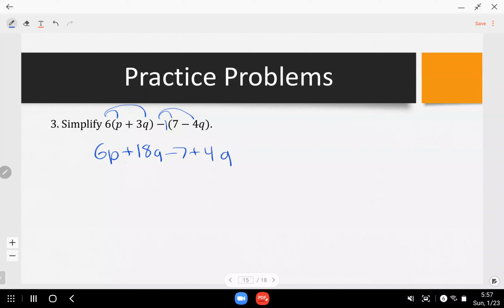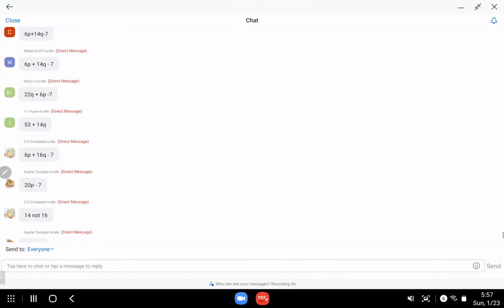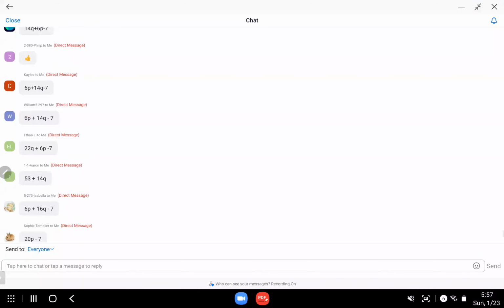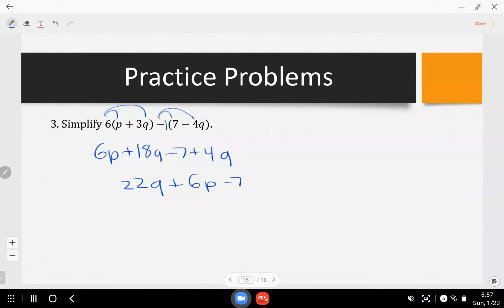You get 22q plus 6p minus 7. So who got 22q plus 6p minus 7? Ethan, very good. Congratulations on getting the correct answer. Does everybody else understand why you were incorrect? Remember this, you have to distribute this negative 1 to the negative 4. So instead of subtracting negative 4, we're actually going to be adding positive 4q.